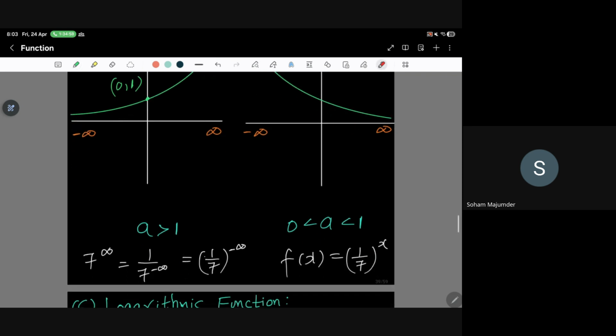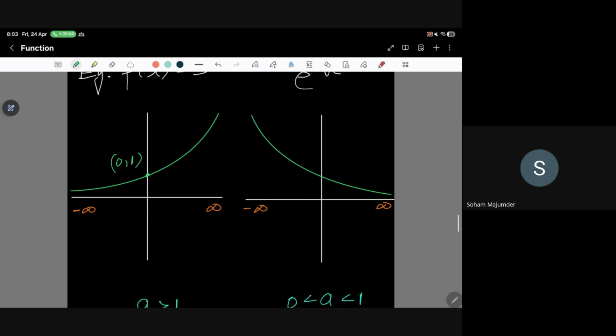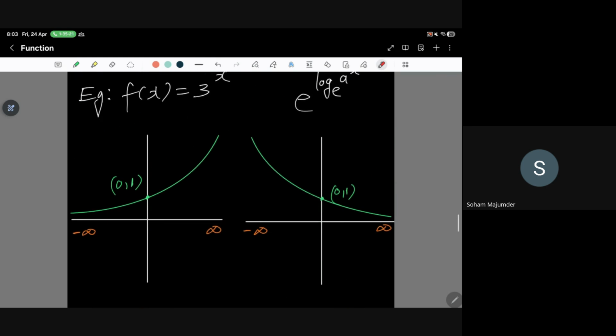So when x approaches positive infinity, the value of the function will become very small. Okay, so the point is still (0, 1), because when x is 0, y is 1 here, but the graph will be like this. Yes, does anyone get this same graph?